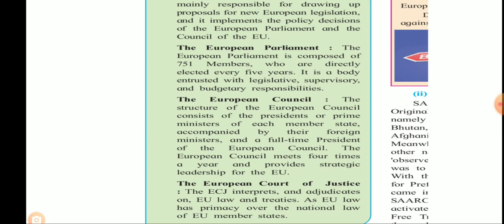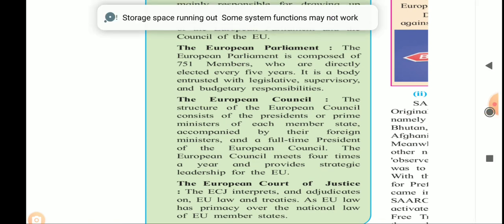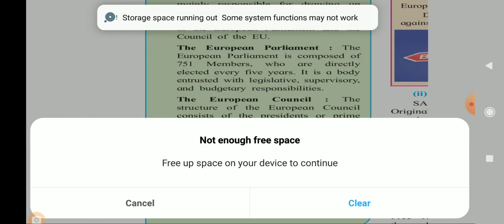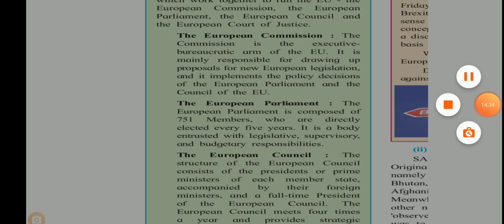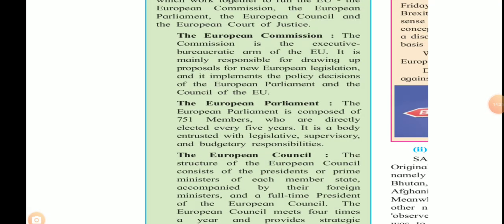The European Council meets 4 times a year, and provides strategic leadership for the EU. Now the last point. Write the title, The European Court of Justice.